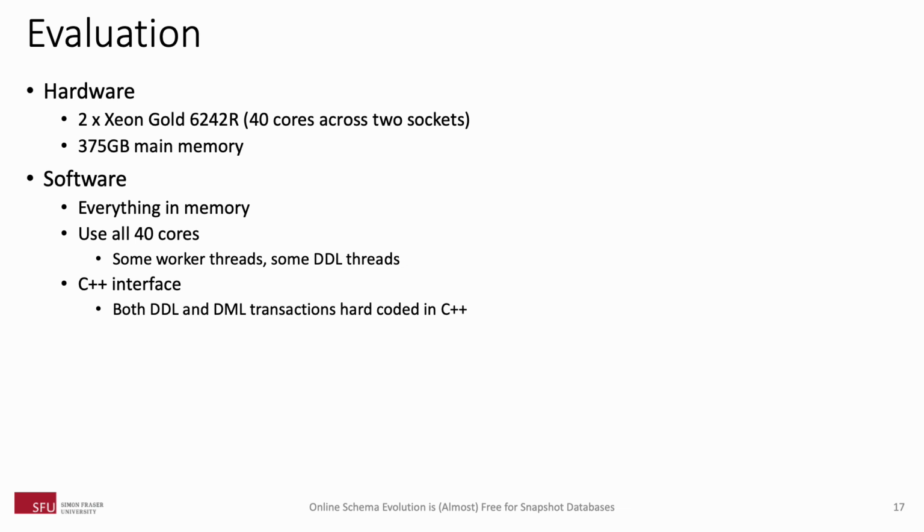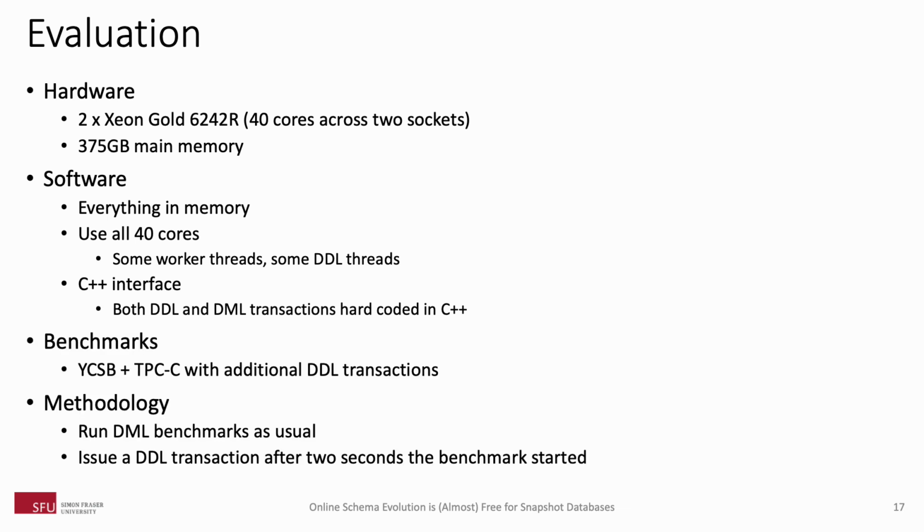Okay, let's do some evaluation here. We have implemented Tesseract in ERMIA, and our system runs in memory. We also assign some CPU cores to worker threads and some to the DDL threads. We use two types of benchmarks here, the YCSB-like micro benchmark and the TPC-C benchmark with additional DDL transactions. Because there aren't a lot of benchmarks for schema evolution, we devised some according to prior work as extensions to the YCSB and TPC-C benchmarks. Such DDL transactions will be issued 2 seconds after the benchmark starts.